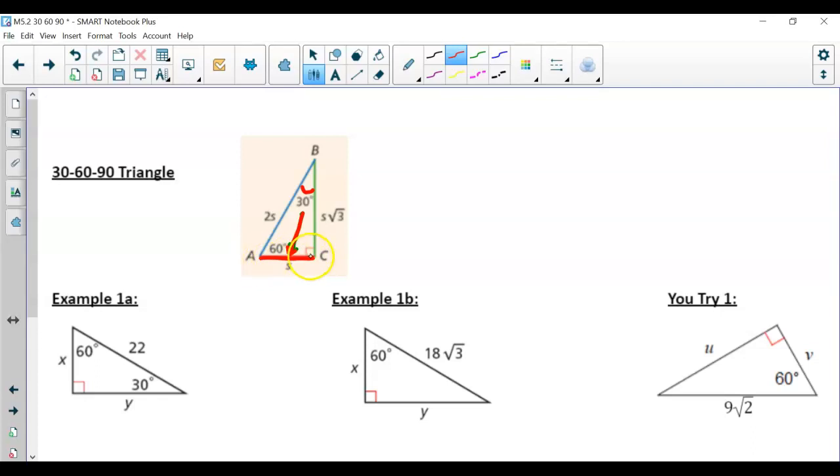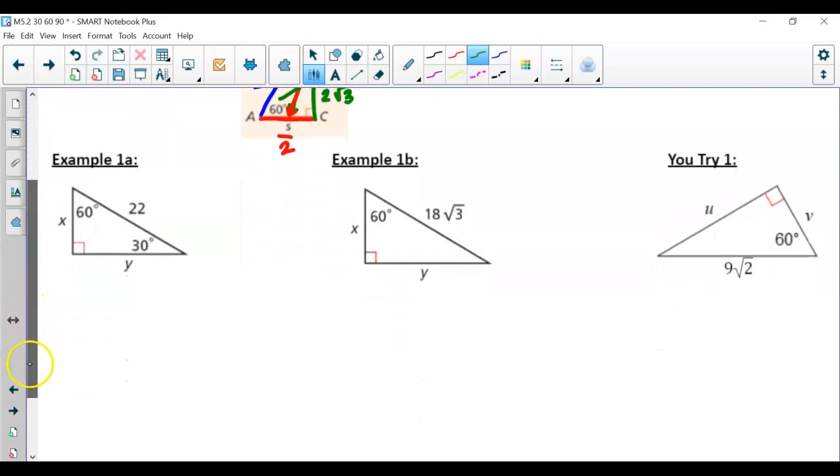So this shortest side, the hypotenuse is always double that. So here, if this side, let's say, is 2, then the hypotenuse is going to be 2 times 2, which is 4. Then the side opposite of the 60, the longer of the two legs, is S radical 3. So this would be 2 radical 3. That is our pattern: the shortest leg is always half of the hypotenuse, and then multiply by radical 3.